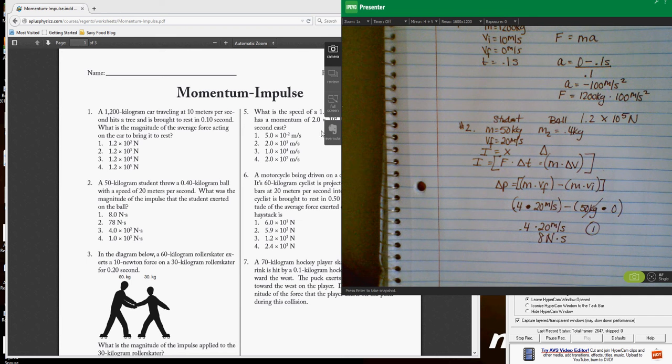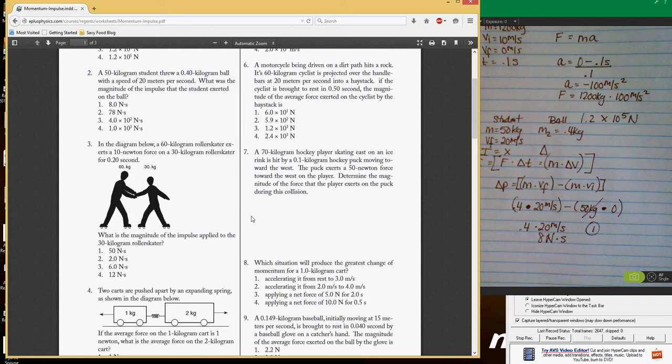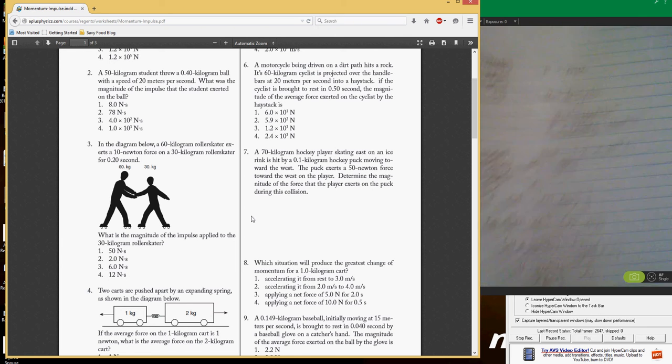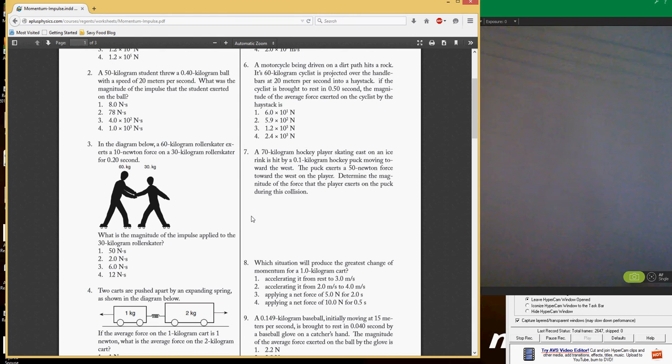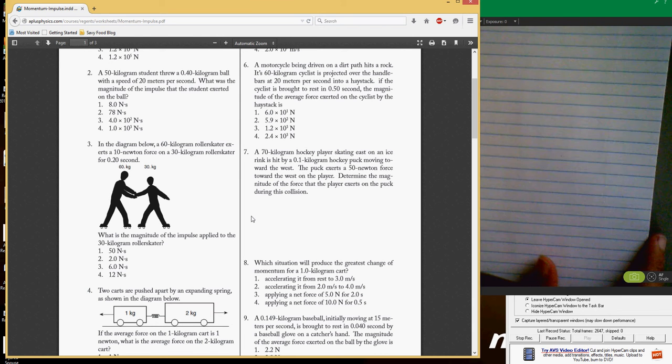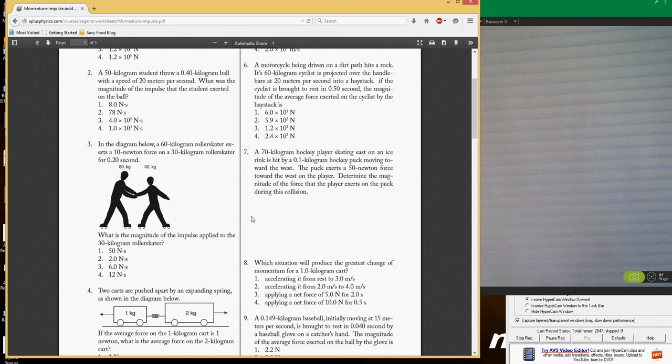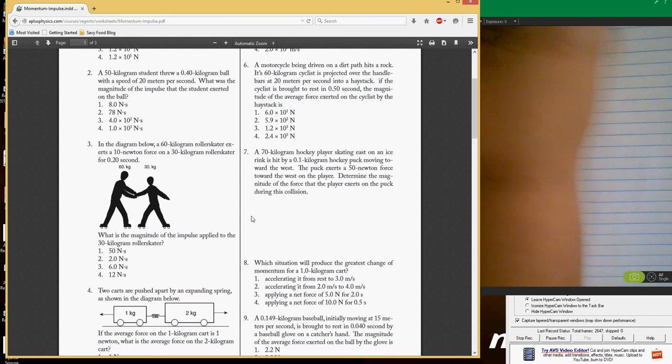Next, we're just going to go down the list. We're going to do question number 3. So in the diagram below, a 60 kilogram roller skater exerts a 10 Newton force on a 30 kilogram roller skater for 0.2 seconds. So we're just going to take down the information we have. So this is number 3.